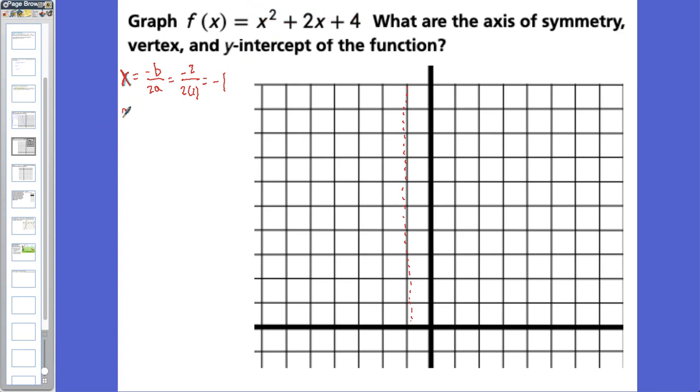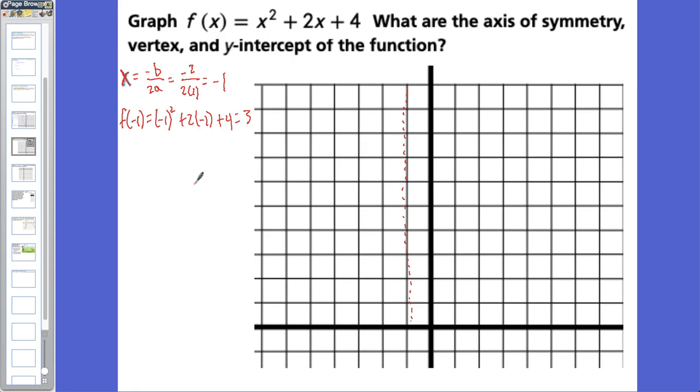So I'm going to find f of negative 1 equals negative 1 squared plus 2 times negative 1 plus 4. So that would be 1 minus 2, which is negative 1, plus 4 equals 3.